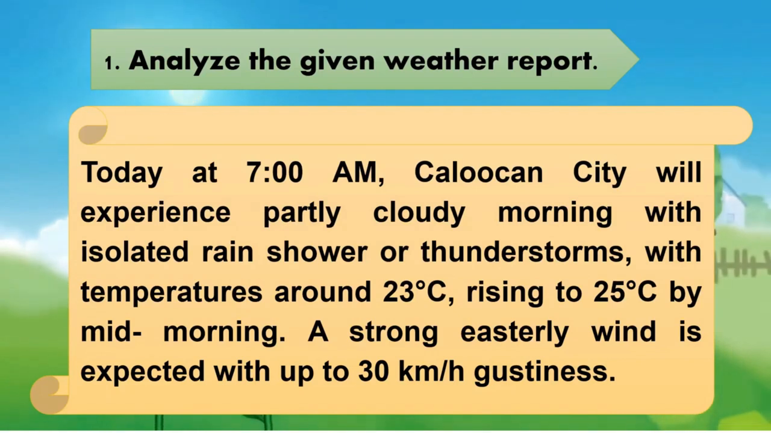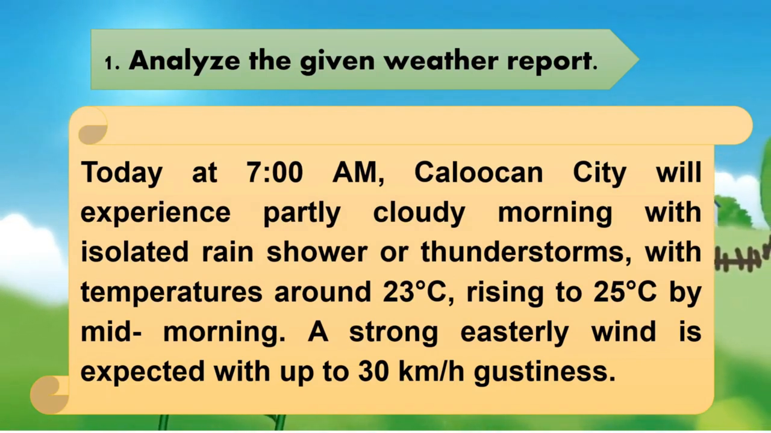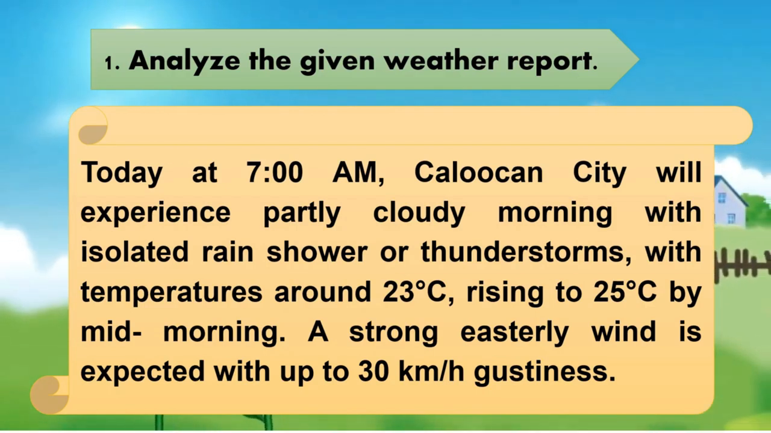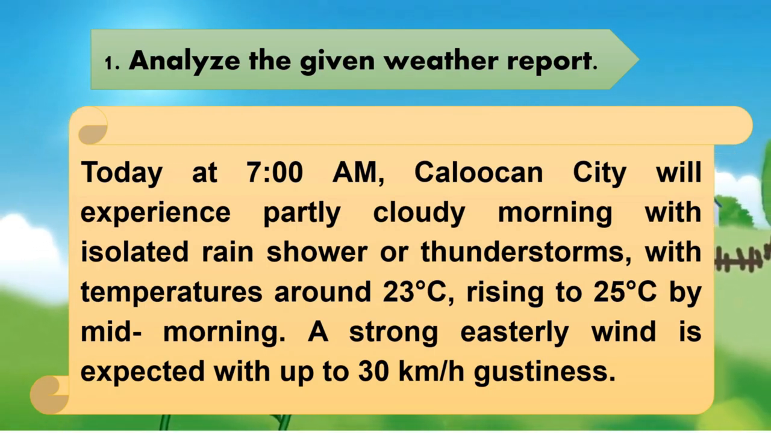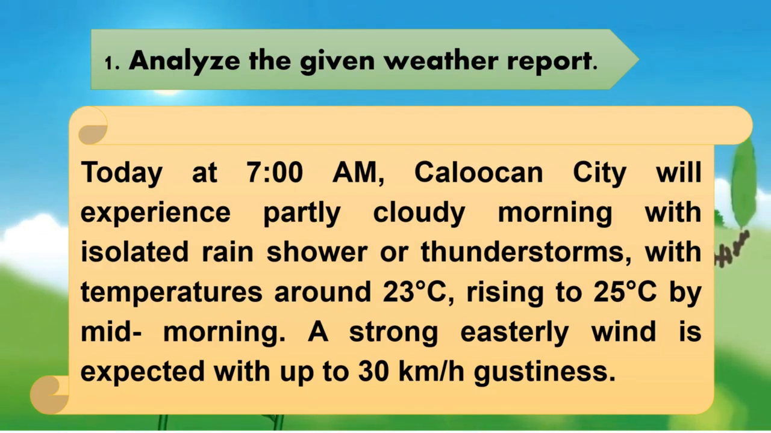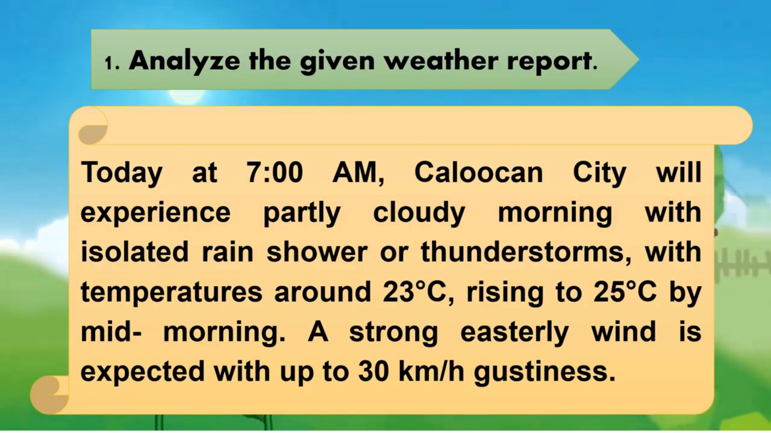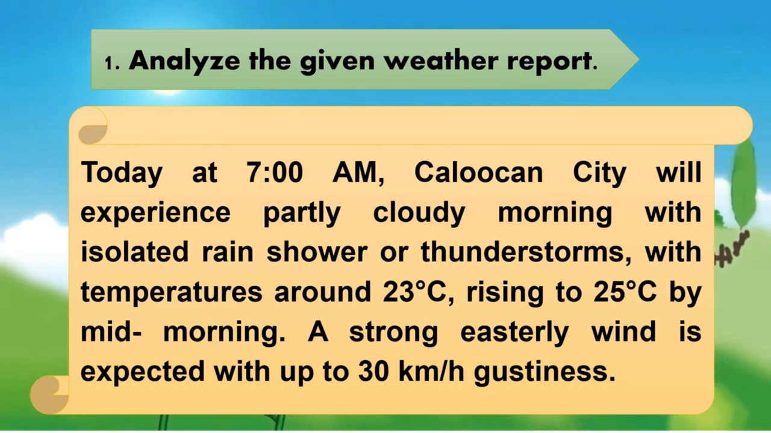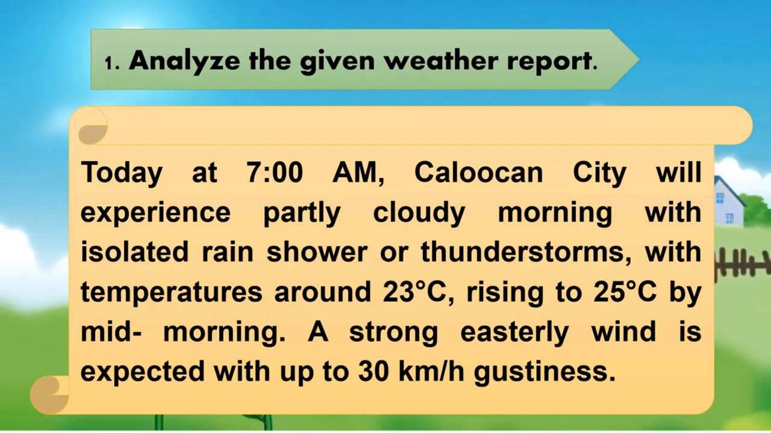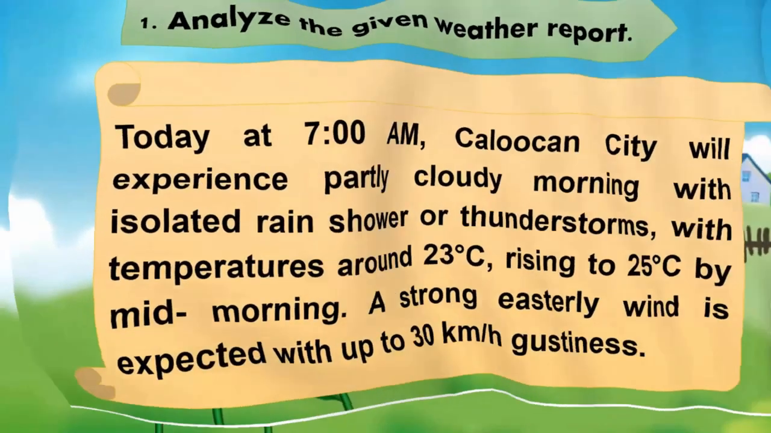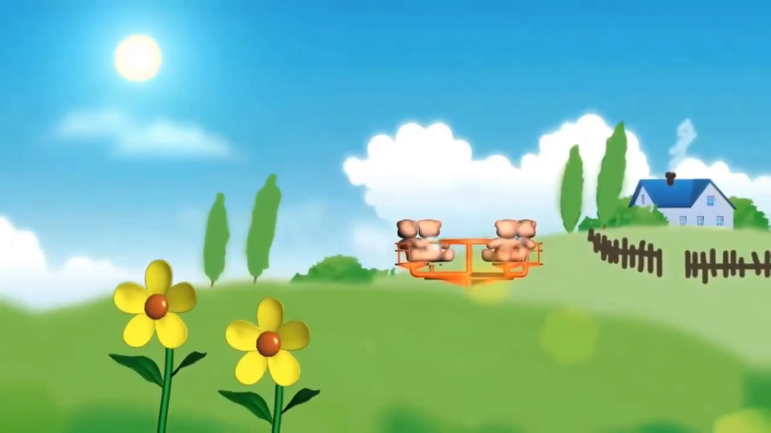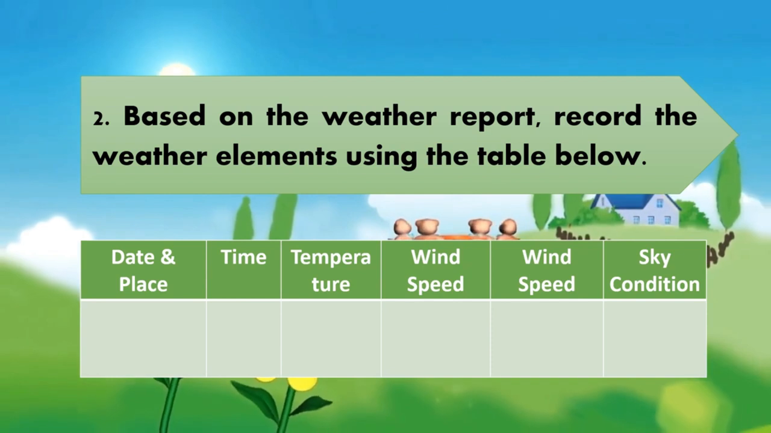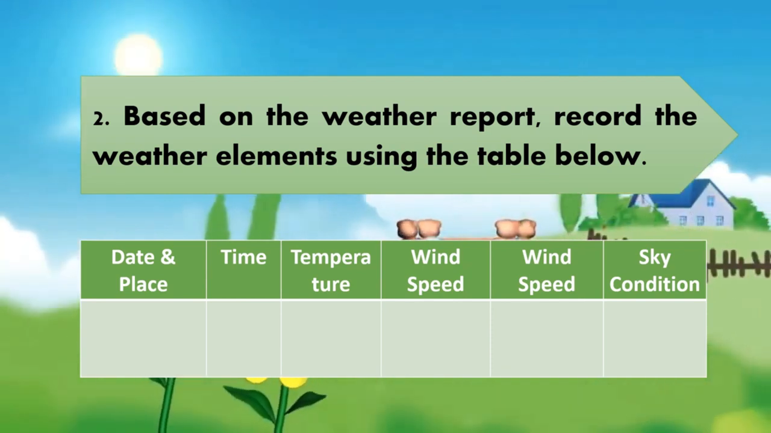Today, at 7 o'clock a.m., Caloocan City will experience a partly cloudy morning with isolated rain shower or thunderstorm, with temperatures around 23 degrees Celsius rising to 25 degrees Celsius by mid-morning. A strong easterly wind is expected with up to 30 km per hour gustiness. Based on the weather report, record the weather elements using the table below.